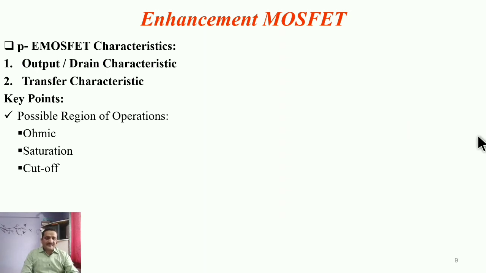Now the next device is the P channel. I already explained the difference from the N channel in terms of its construction and symbol. By yourself, try to draw the construction, try to understand the working, try to plot the drain output characteristic and transfer characteristic, and again try to show all the possible regions of operation.